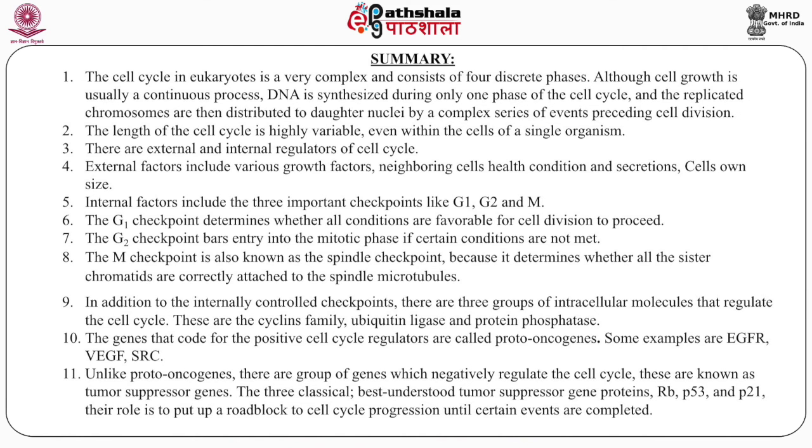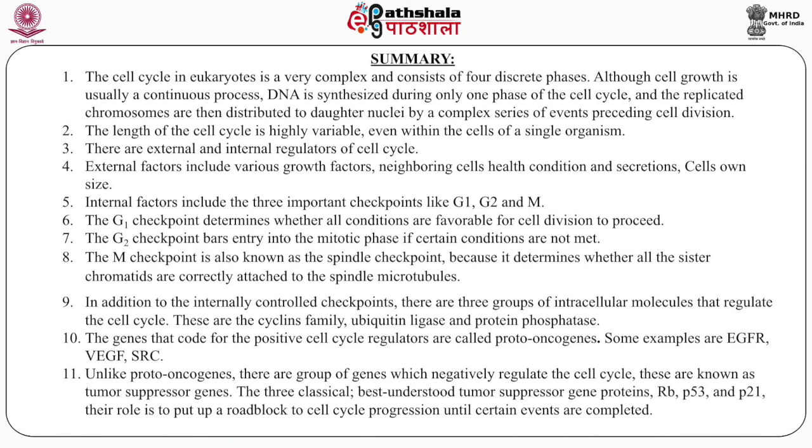Now, to summarize this module, as we have seen, the cell cycle in eukaryotes is very complex and consists of 4 discrete phases. Although cell growth is usually a continuous process, DNA is synthesized during only one phase of the cell cycle, and the replicated chromosomes are then distributed to daughter nuclei by a complex series of events preceding cell division. Another point which we discussed is that the length of the cell cycle is highly variable even within the cells of a single organism.